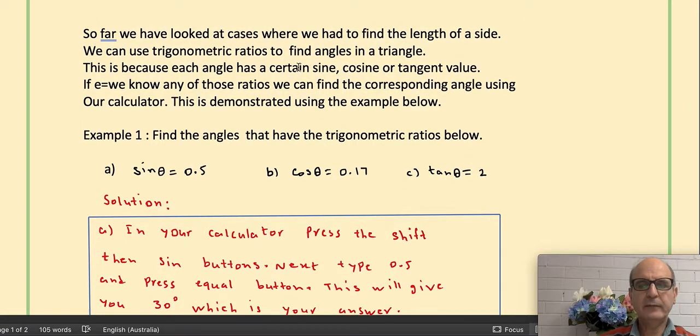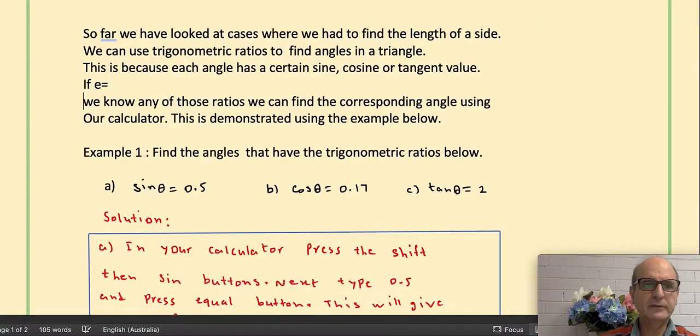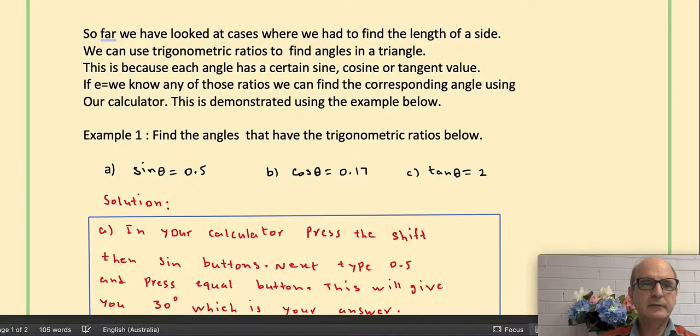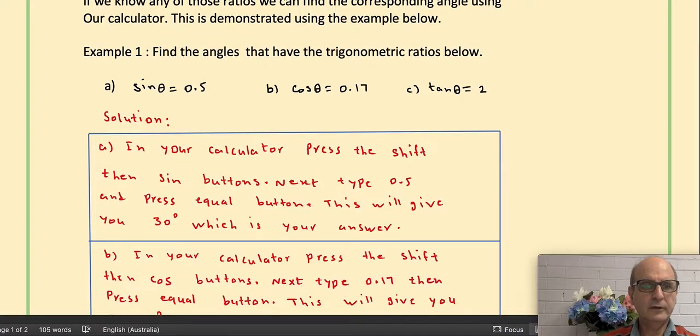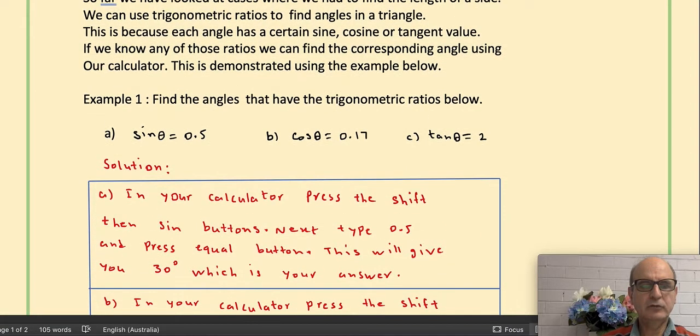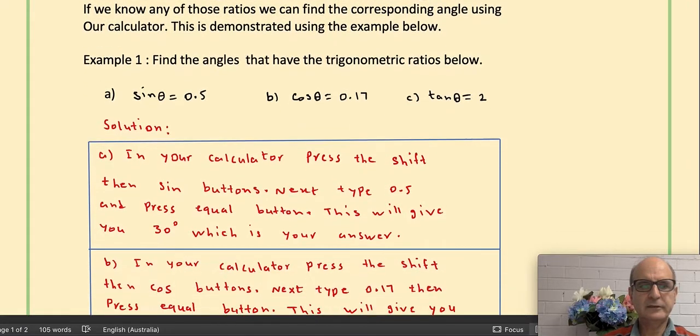The reason we are able to find the angles is that once you have enough information about the lengths of sides, you can work out their sine, cosine, and tangent. And because each angle has a certain value for its sine, cos, and tangent, we can go back and find the angle itself. So if we know any of these values, we can go back, as I said, and find the angle. So we go through a number of examples to illustrate that.